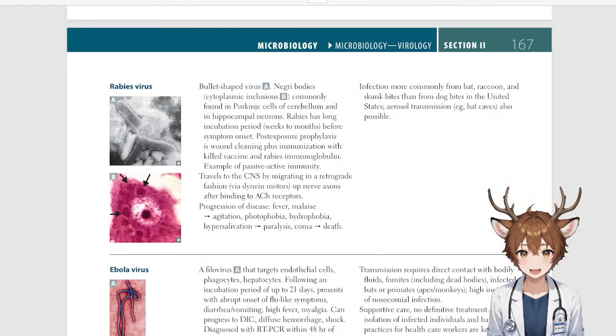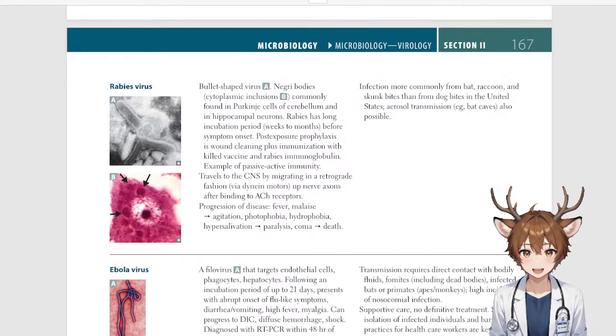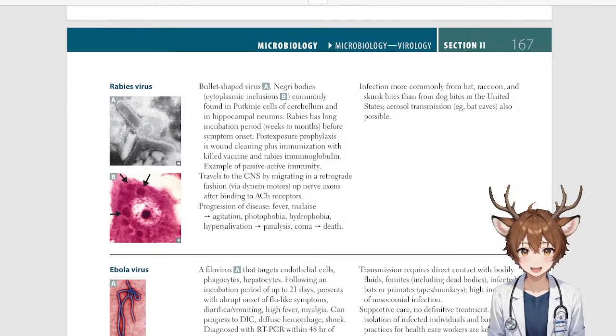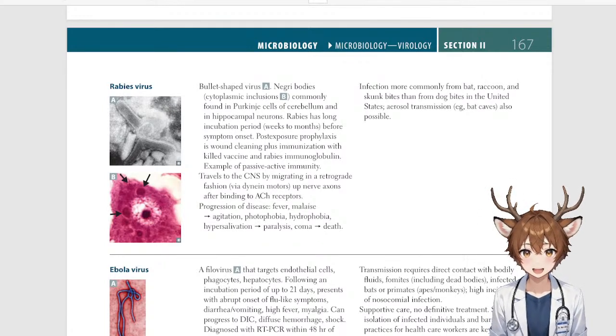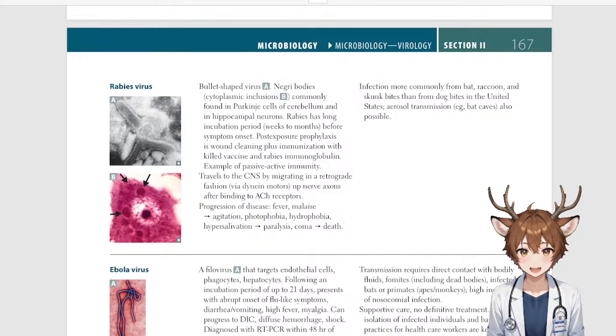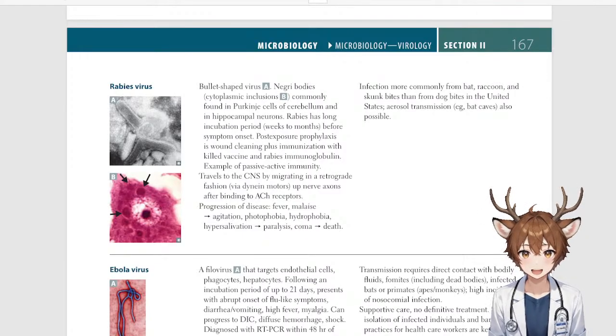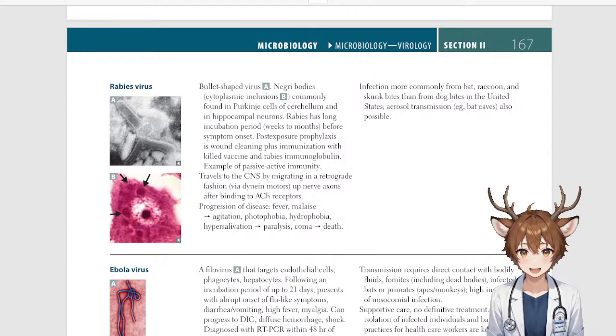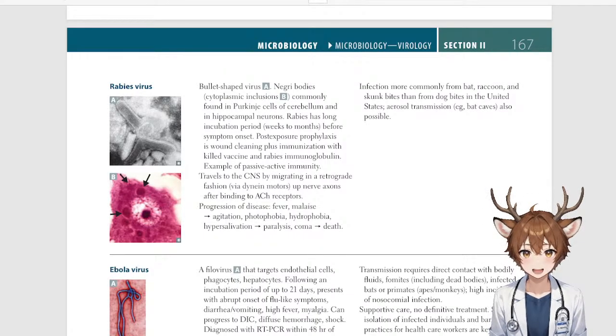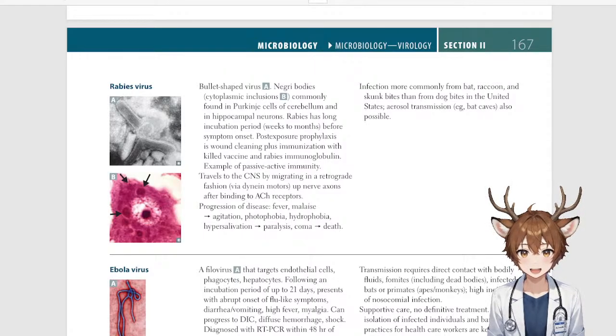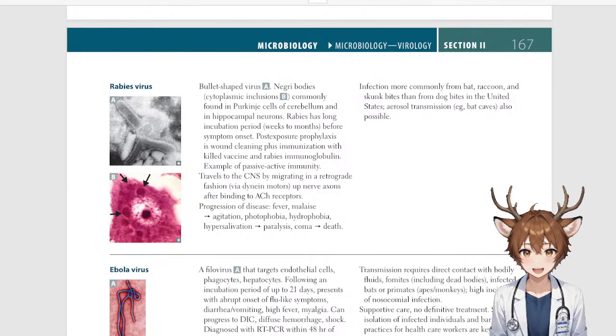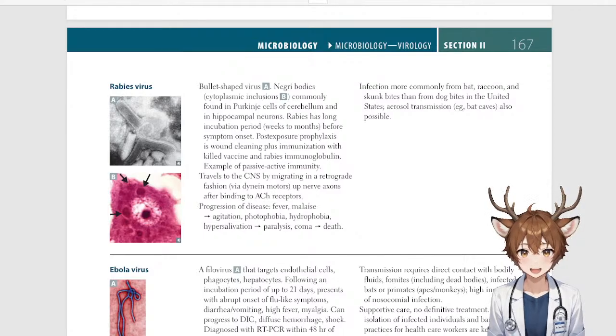Rabies virus, bullet-shaped virus. Thank you. Now they call it bullet-shaped. They were calling it helical before, but now they say, oh yeah, bullet-shaped. Of course it's bullet-shaped. Bullet-shaped virus, Negri body cytoplasmic inclusions, commonly found in Purkinje cells of cerebellum and hippocampal neurons. Rabies has a long incubation period, weeks to months, before symptom onset. Post-exposure prophylaxis is wound cleaning plus immunization with killed vaccine and rabies immunoglobulin. Example of passive active immunity.